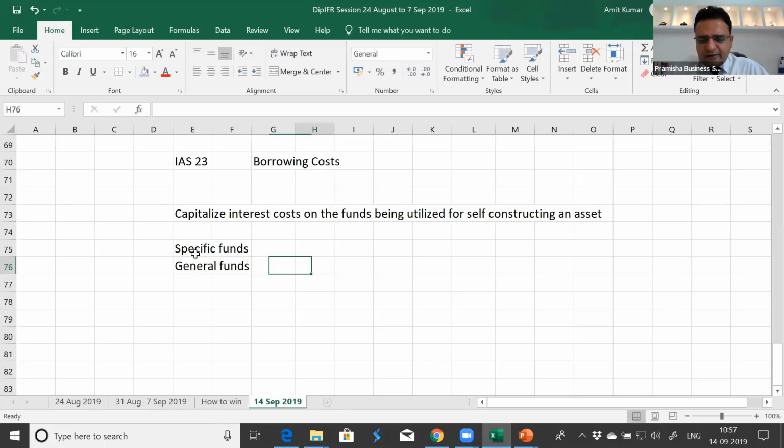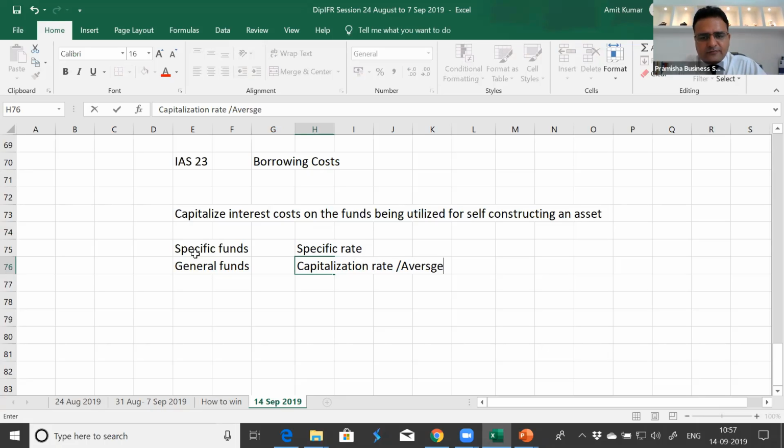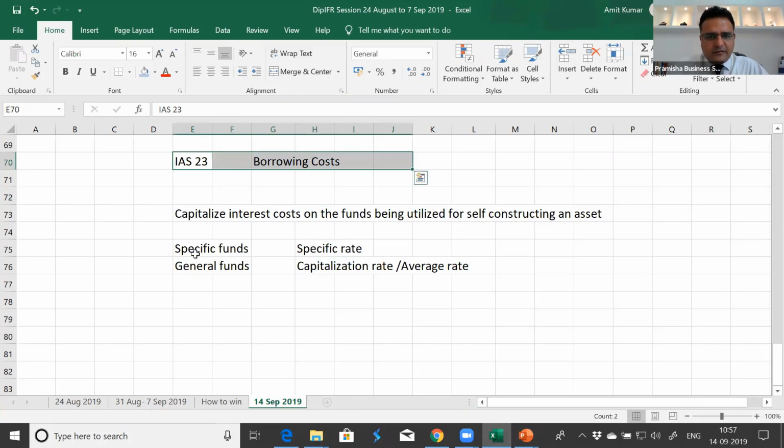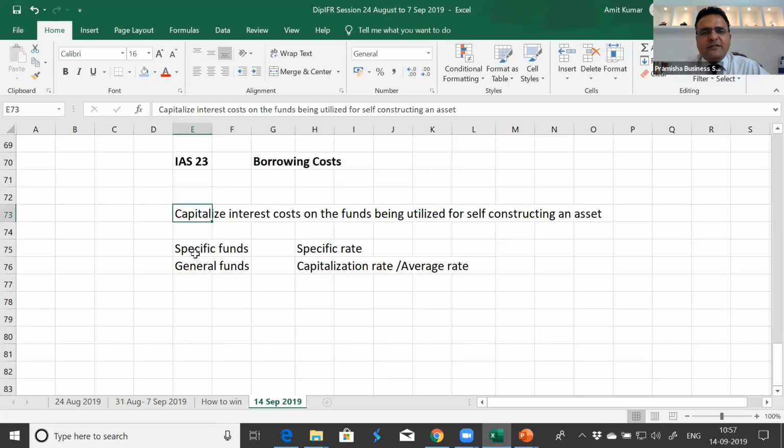At what rate should we use it? If we have a specific fund, then the specific rate can be used to capitalize. If we have general borrowings, we can use the capitalization rate, that is the average rate, for capitalization. So the question arises, which assets come under the purview of capitalization? Can we capitalize interest cost on all the assets we are making?